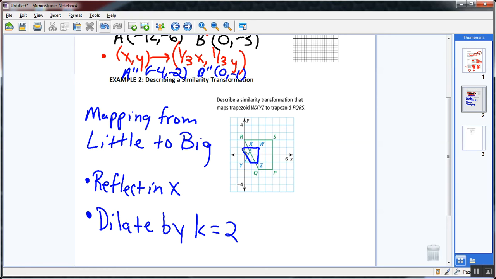Yeah, so how many times bigger? If you take this, what's this length right here? What's this length? Okay, if you take the image length, or the one that we're mapping to, PQRS, 4, and divide it by the original length of 2, what is the scale factor? 2. Now, I want to check something here quickly, kids.